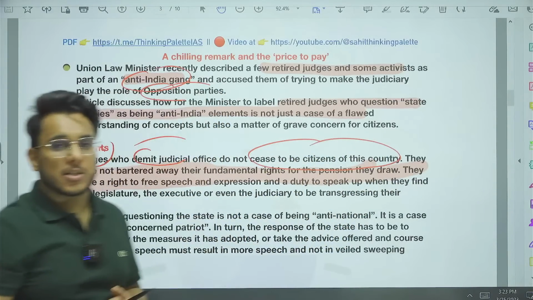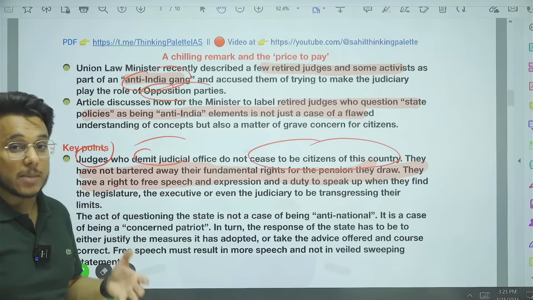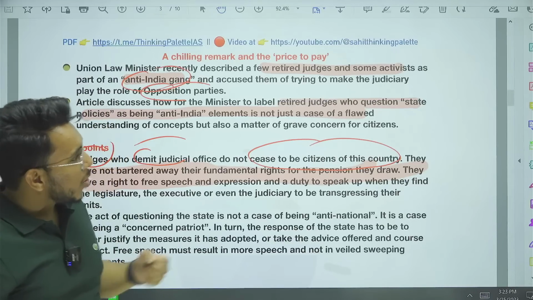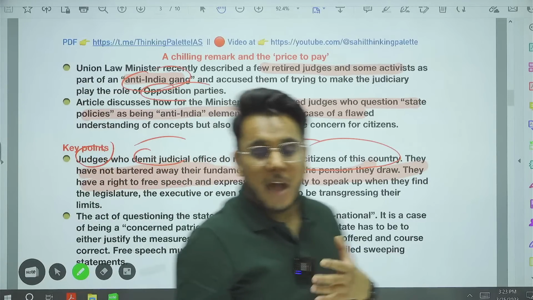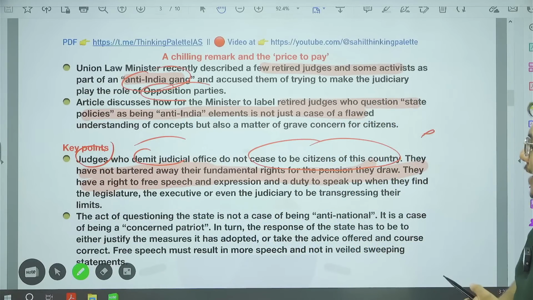They are still citizens of India, and they have every right to take an active part in the policies of governance in the country. So it is not correct that, because of their remarks, they have been called an anti-India gang. This is not correct.